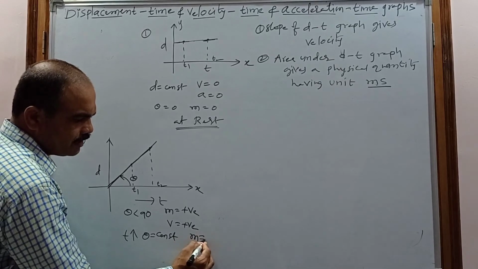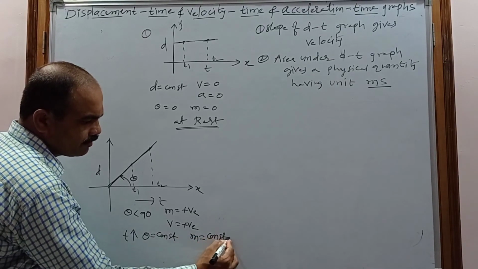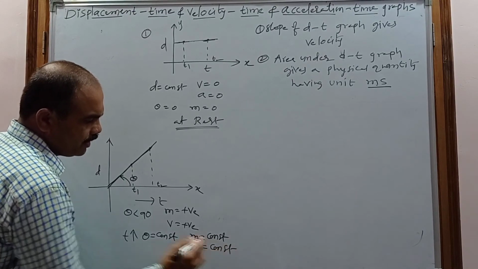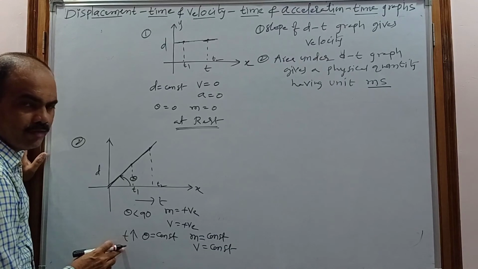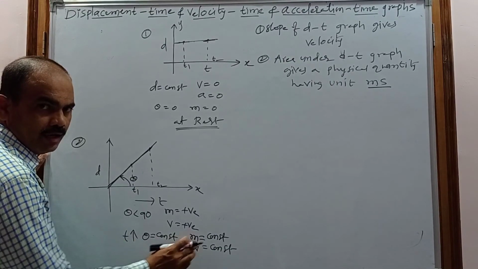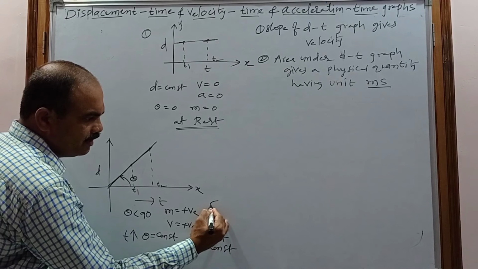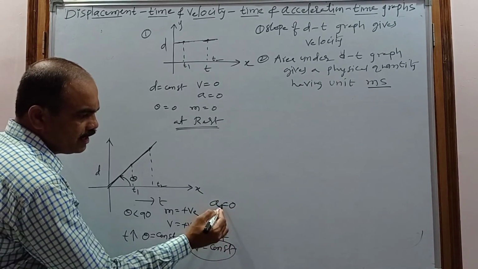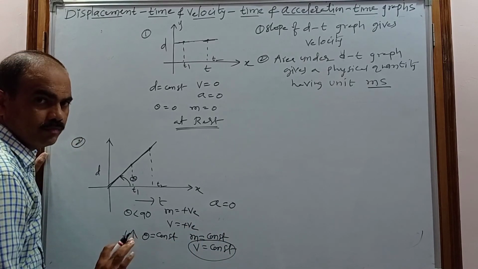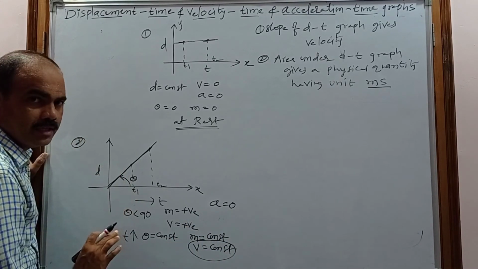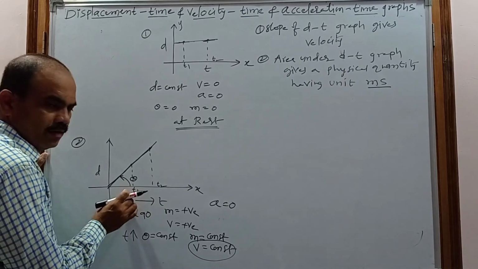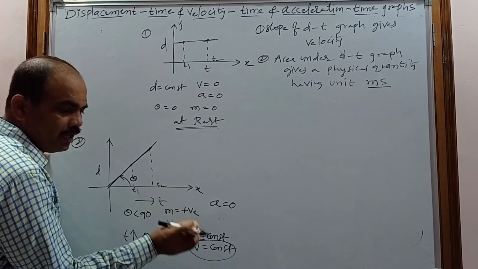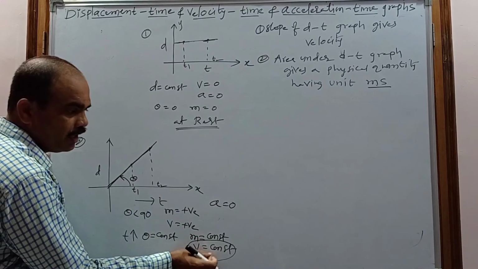So since theta is constant, the slope is also constant. Slope is constant, so velocity is constant, so with respect to time the velocity is not changing. If the velocity is not changing, then we say that the acceleration of the body is 0. This is the graph that can be represented: the body's displacement increases with respect to time, and it starts with a positive velocity, but the velocity doesn't change with respect to time, and the acceleration is 0.